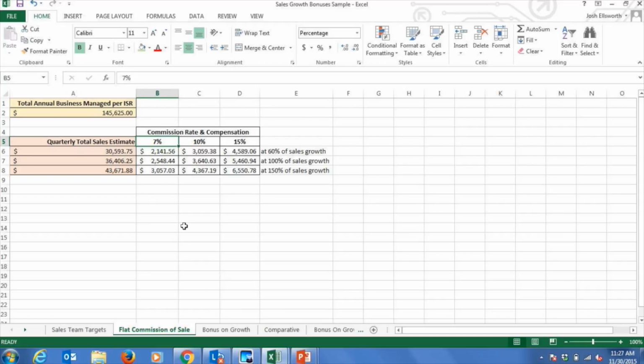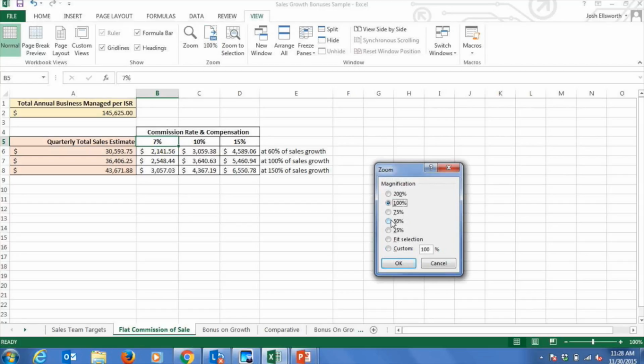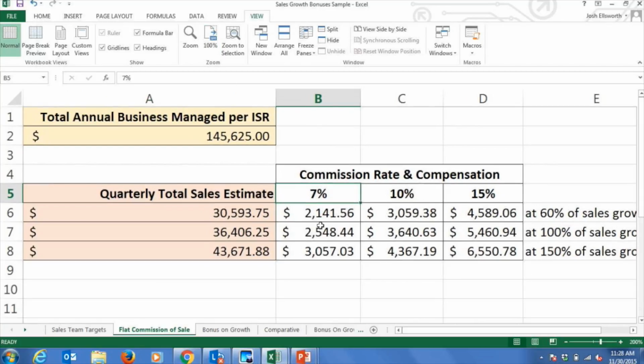Now, the cool thing about a flat commission rate is it's fairly easy to calculate. I'll zoom in on this for you, but basically you can set up these rates, you can set up your sales territories or assign account ownership, and it's pretty easy to calculate whether you pay it quarterly or monthly. That's up to you. I recommend quarterly because that levels out any peaks and valleys for a sales rep, and it also levels out any peaks and valleys for your company and mitigates risk.